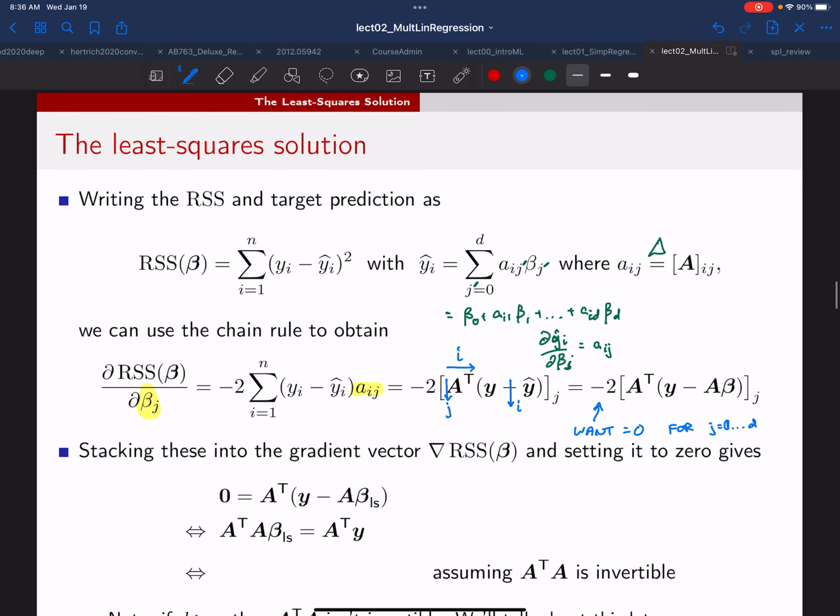So this derivative is the jth component of the gradient, right? We want the entire gradient vector to be 0. That means all the components should be 0. So if this expression holds for all j equals 0, then that means that this entire vector equals the 0 vector. That's where we get this. The 0 vector is a vector of all zeros, that's why it's bold. We just now have to solve for the beta that causes this to happen, and that is our solution. That's our least squares solution.